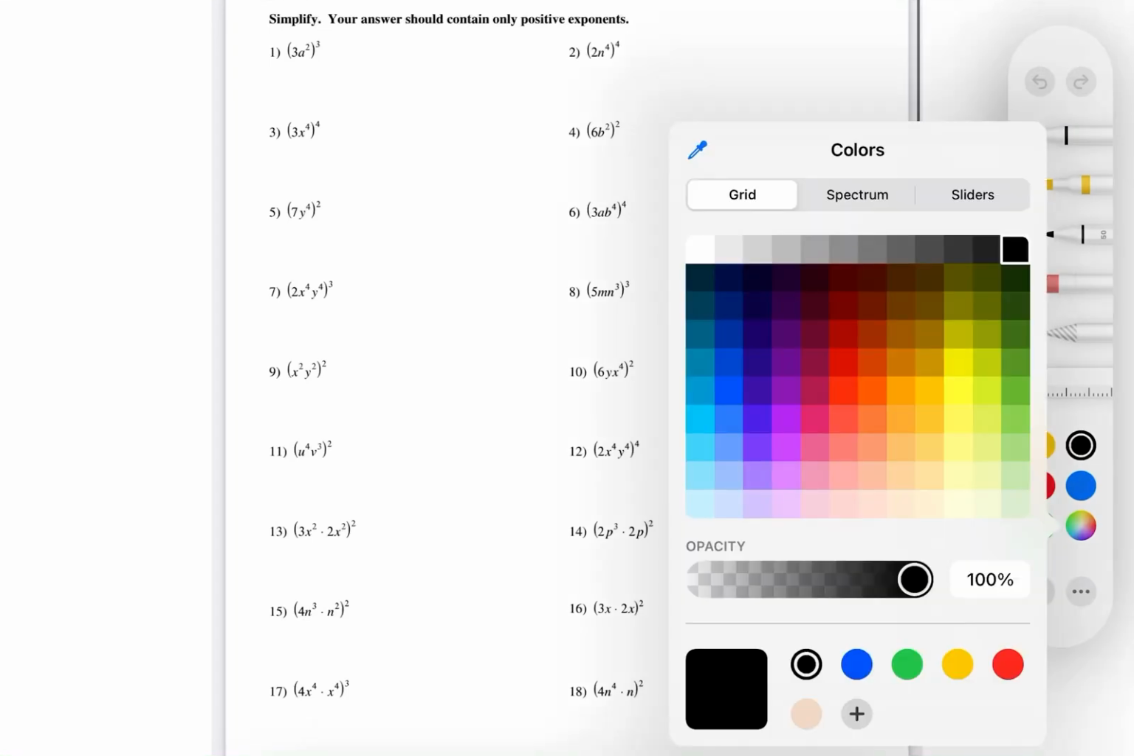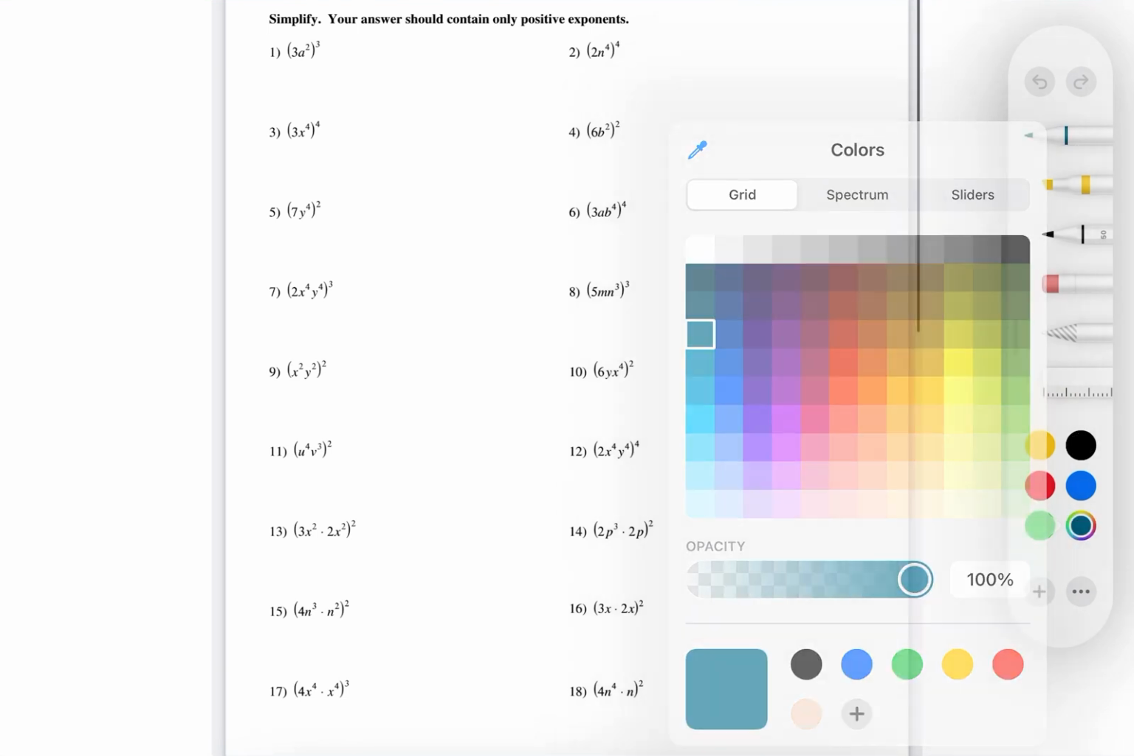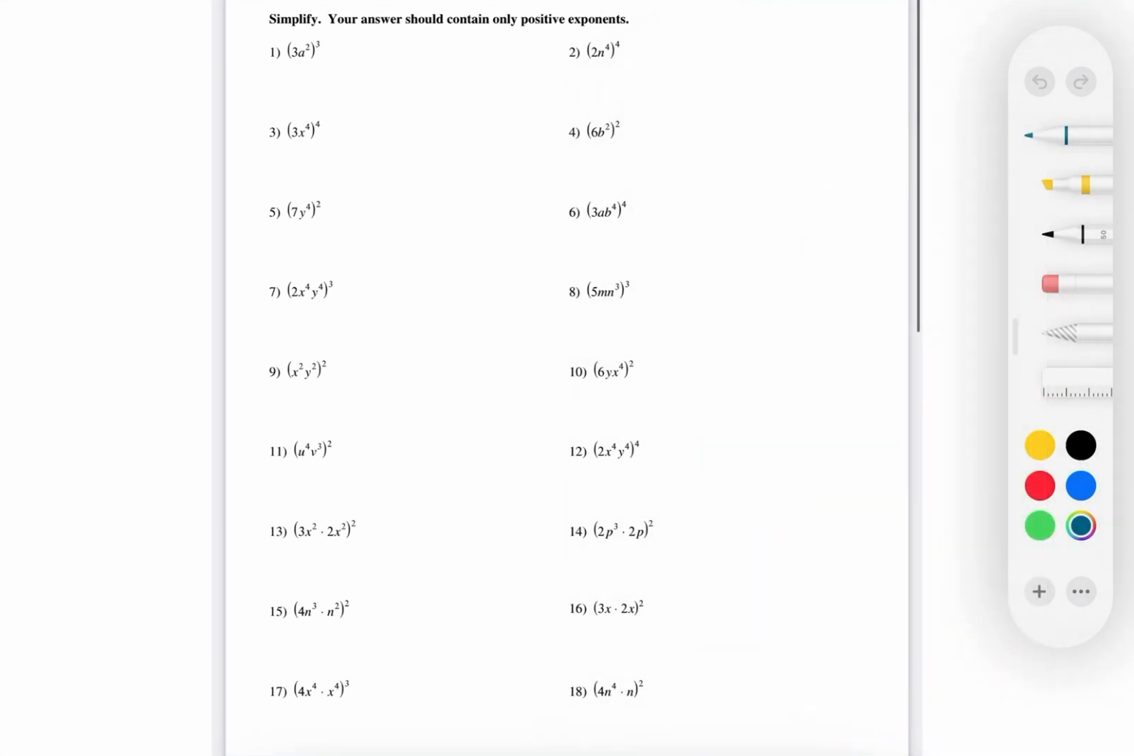Hi everyone. Right now we're going to be taking a look at this worksheet and trying to solve the problems over here. So I'm going to start with the first one. Now, in order to do this, first you have to understand the rule. A raised to the power of m, raised to the power of n, can be written down as a to the power of m times n.